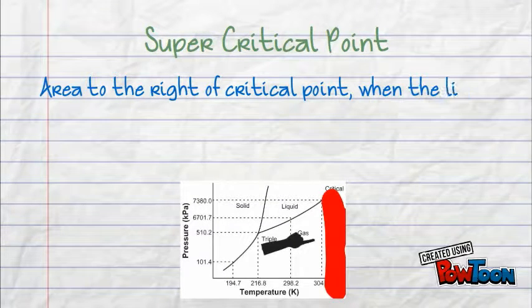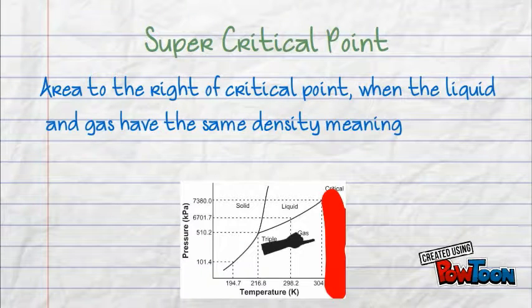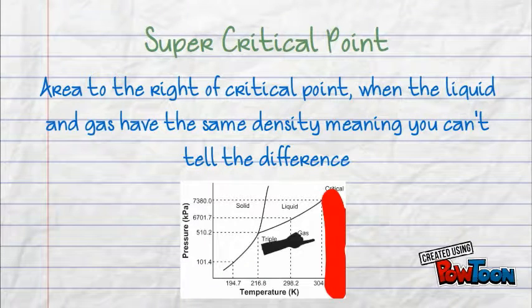The supercritical area is to the right of the critical point, where the liquid and gas have the same density, meaning you cannot tell the difference.